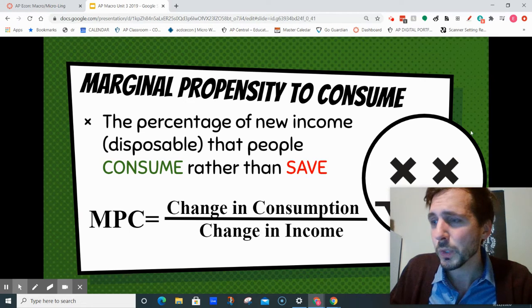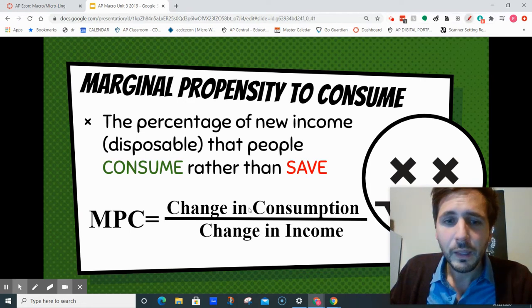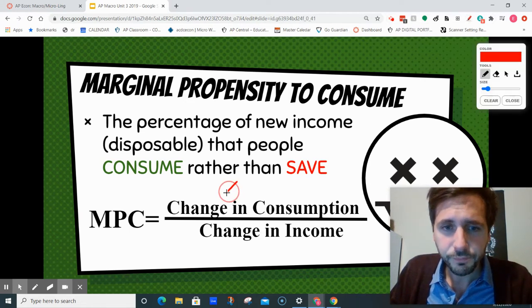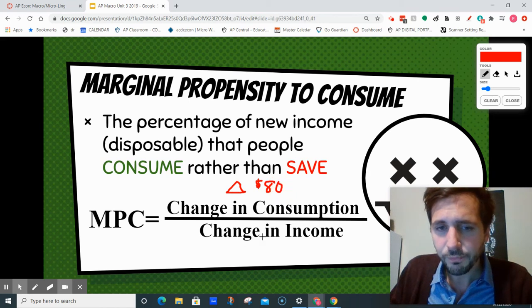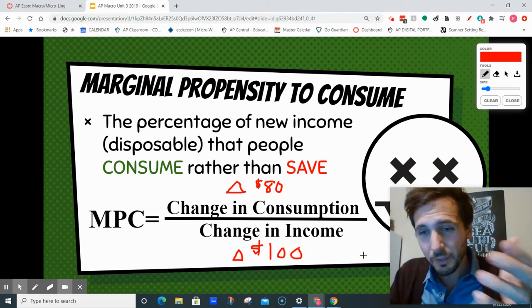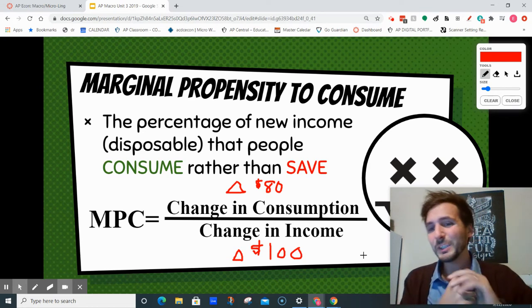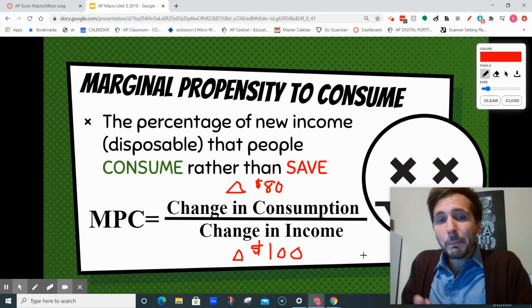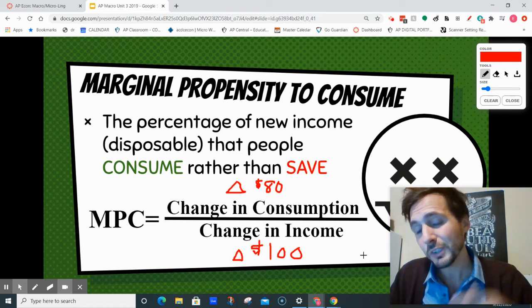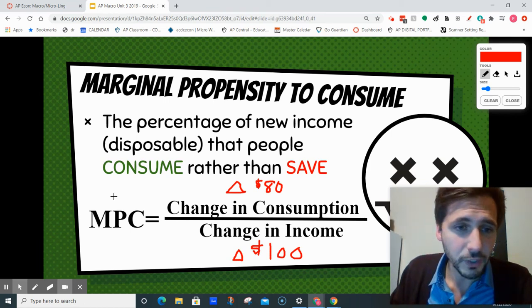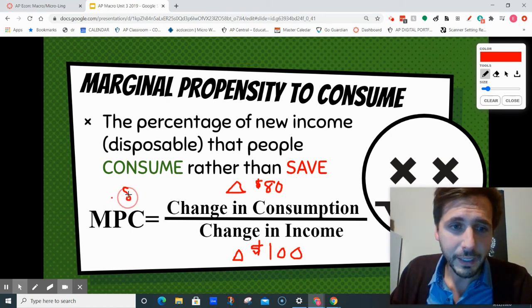So let me show you this real quick. Get a little pen here. Let's say our change in consumption is $80. We spend $80, but we get $100, right? So our change in income, the delta or the triangle there is a change. Our change in income was $100. I got 100 new dollars. I spent 80 of those dollars. What's my marginal propensity to consume? So it's going to be 80 divided by 100 or 0.8.